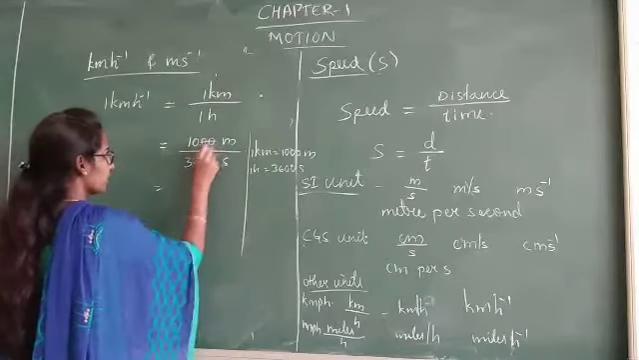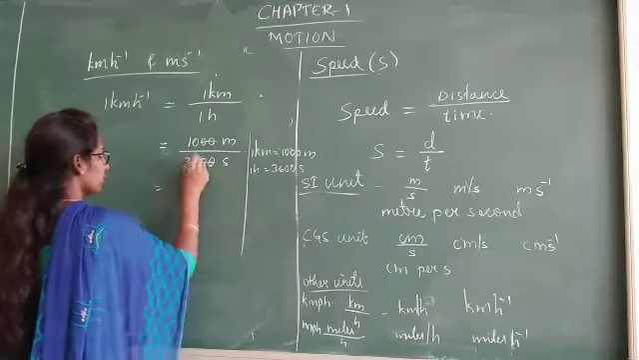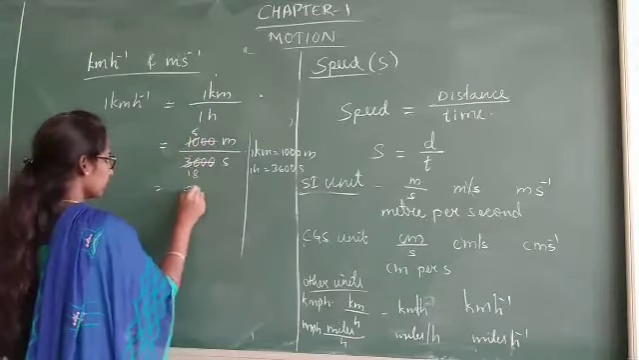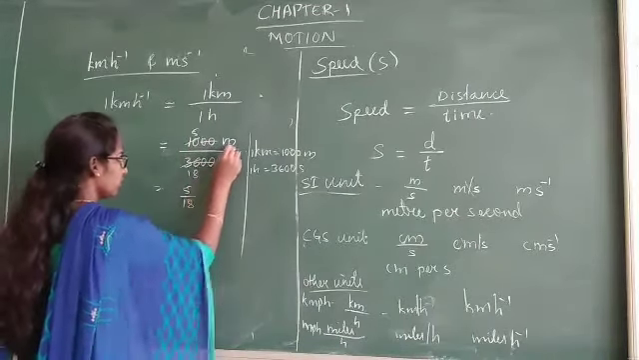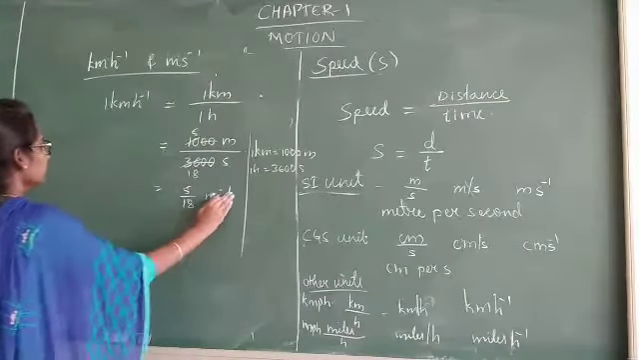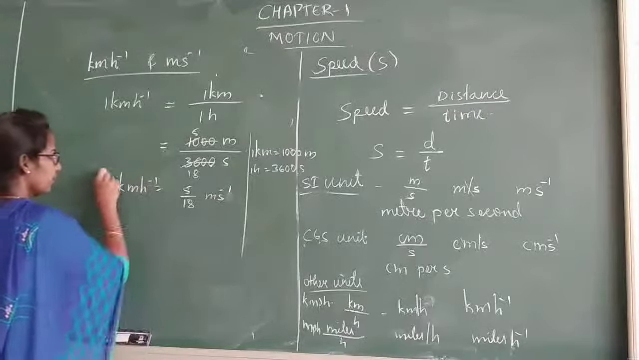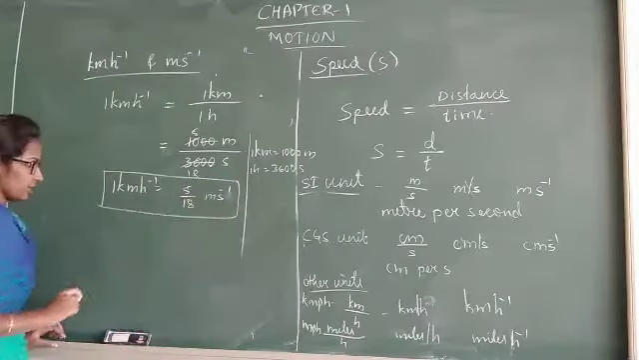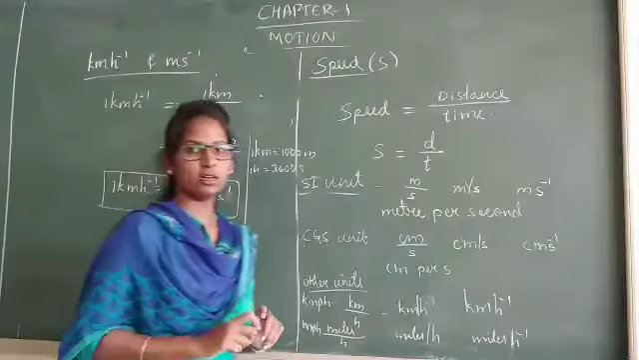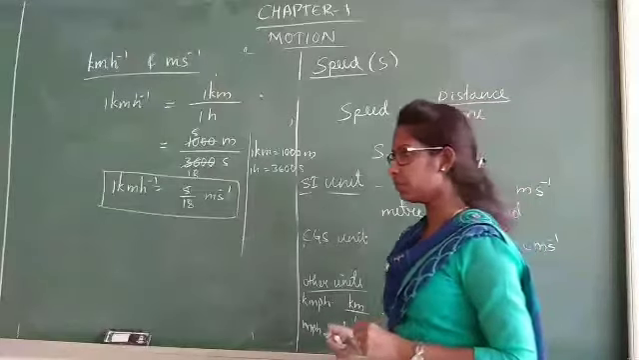Here I can cancel: 2 1s are 2, 8s are 18, 2 5s are 10. So I got 5 by 18 meter divided by second. I can write that as meter per second. So 1 kilometer per hour is equal to 5 by 18 meter per second. This is the relation between the SI unit and the CGS unit of speed.